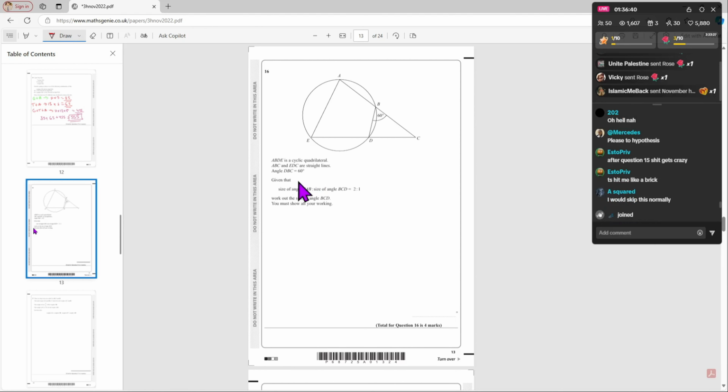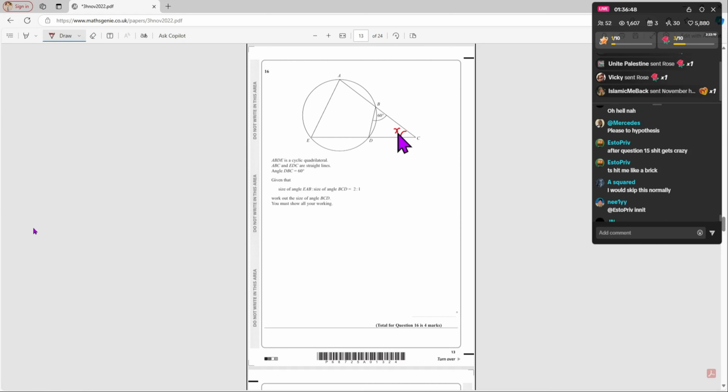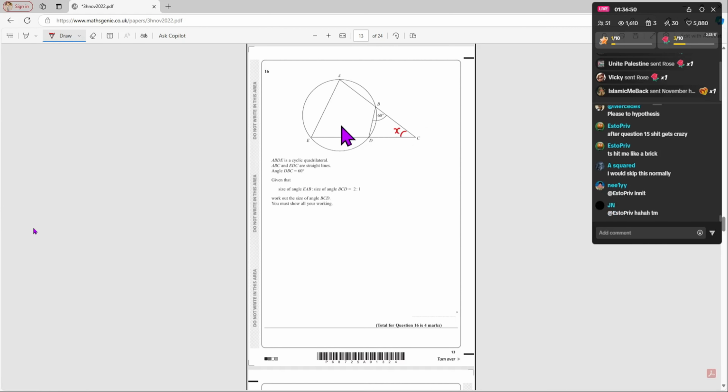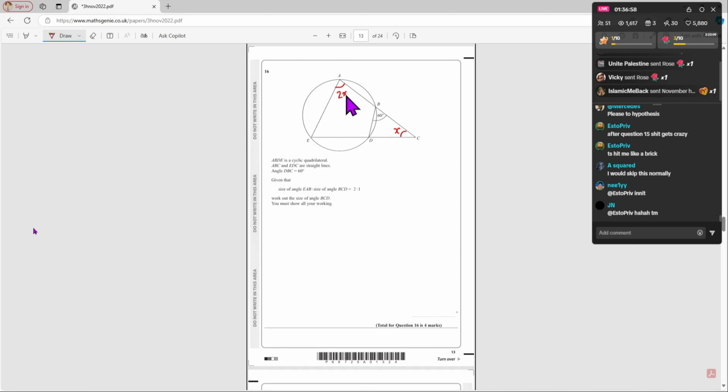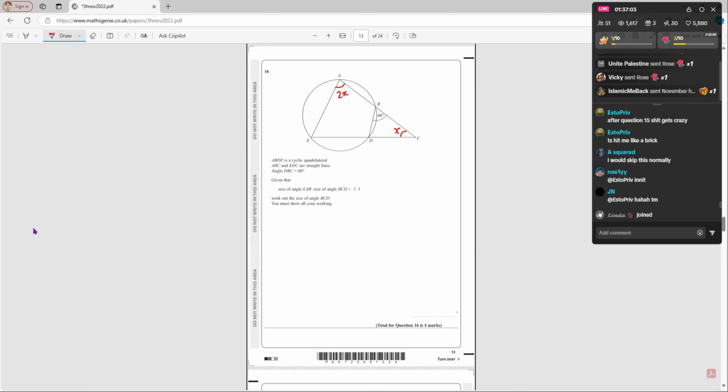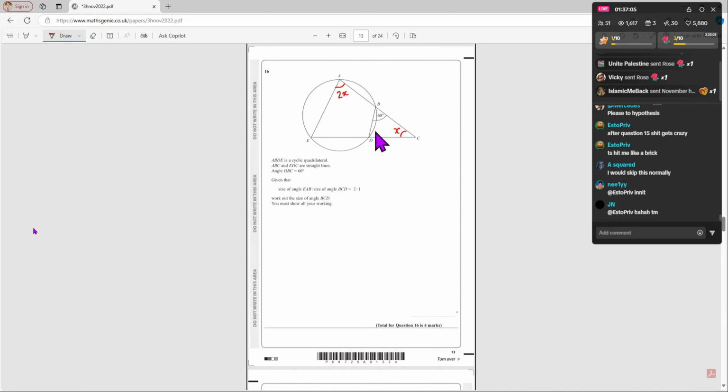So what we're going to do, it says the size of angle EAB to the size of angle BCD is 2 to 1. So we're going to label BCD as X. And then we know that angle EAB, this angle over here, has to be twice the amount of X. It has to be 2X, because it has to be twice the amount of BCD. So now once we have done that, we can start calculating some angles.